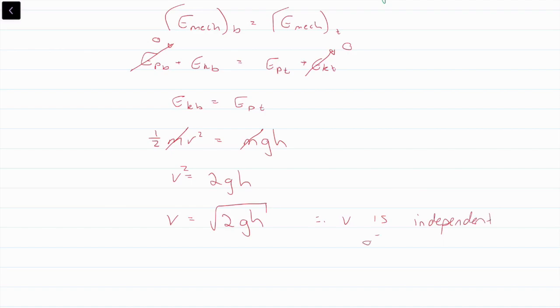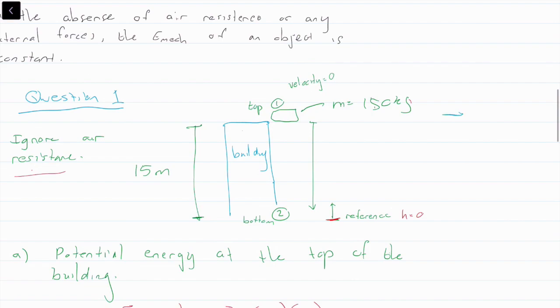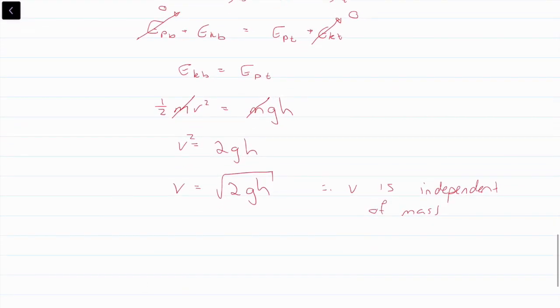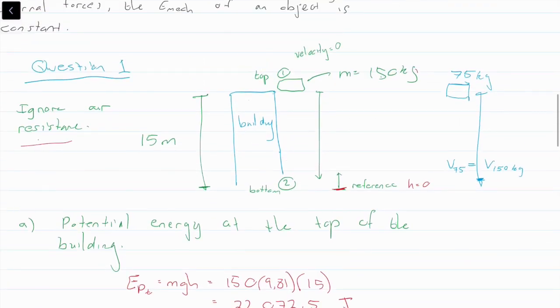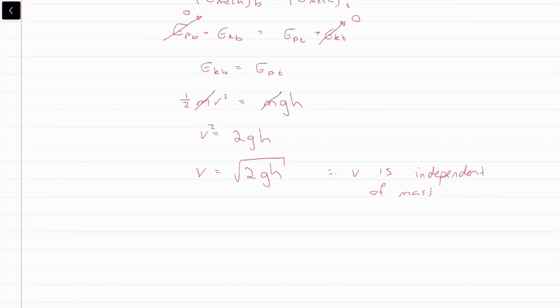of mass. Okay, so basically what we're saying is that if we had another object that was, let's say, 75 kilograms, and we dropped it, as long as it's from the same height, the velocity of the 75 kilogram block is the same as the velocity of the 150 kilogram block. Okay, so basically that's what we've proved, that velocity is independent of mass.